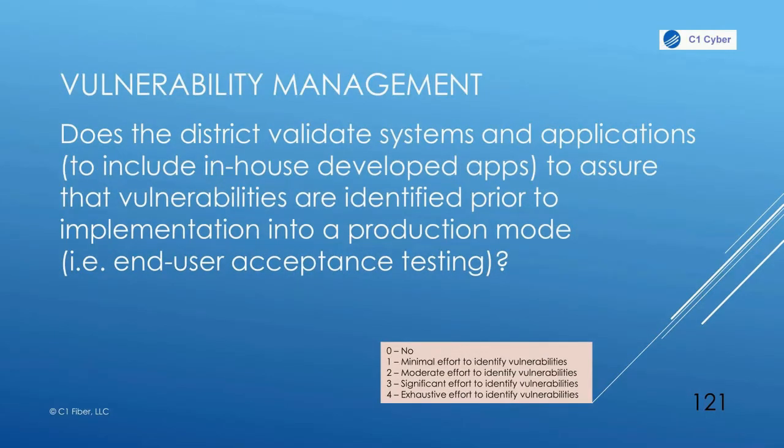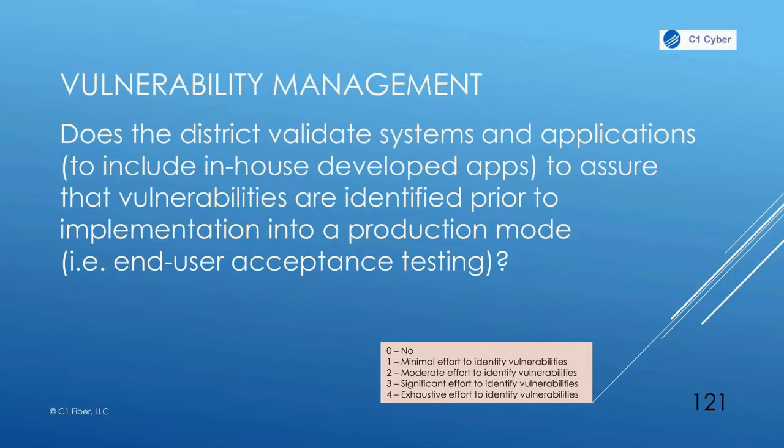Does the district validate system and applications to assure that vulnerabilities are identified prior to implementation into production mode, i.e. end-user testing? While this question does relate to in-house developed apps, it is also pertinent to purchased systems and applications. Score 0 if your organization does not validate systems and applications to identify vulnerabilities prior to implementation. Score 1 if your organization makes a minimal effort to identify vulnerabilities prior to implementation.